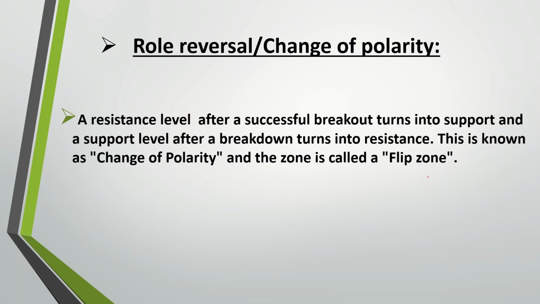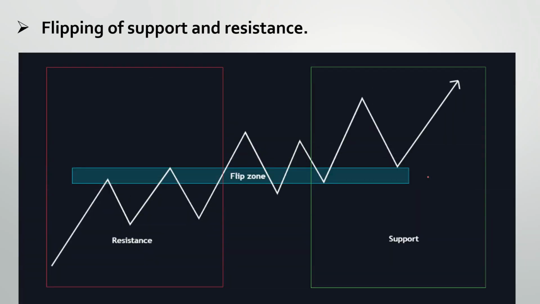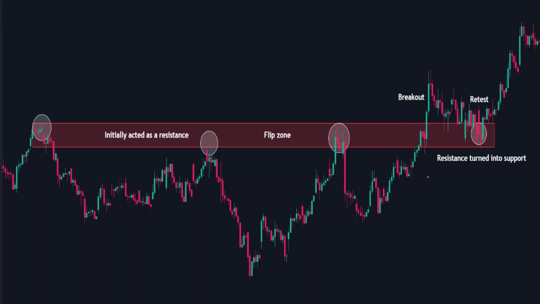And we already know about the rule of reversal, change in polarity. This is a flip zone, as we have discussed. For a resistance zone, the more touches it has, and the longer it takes to build, the more significant it is.